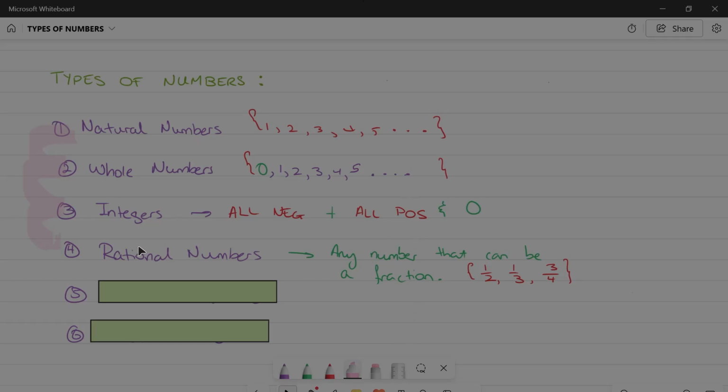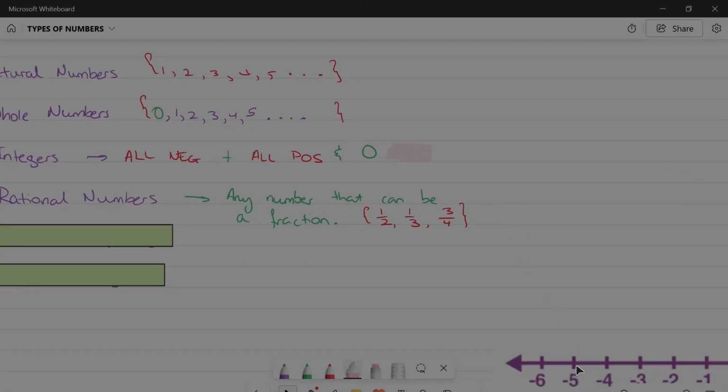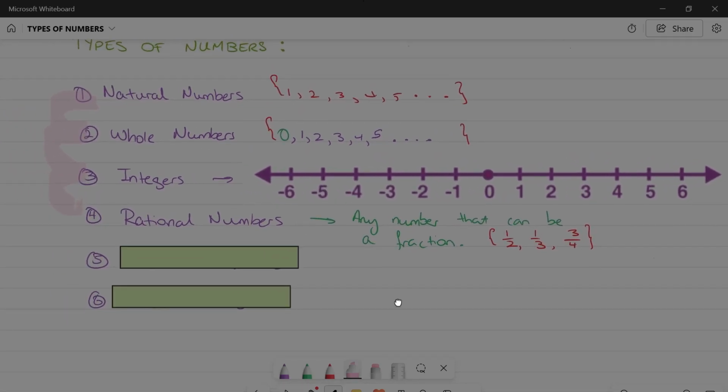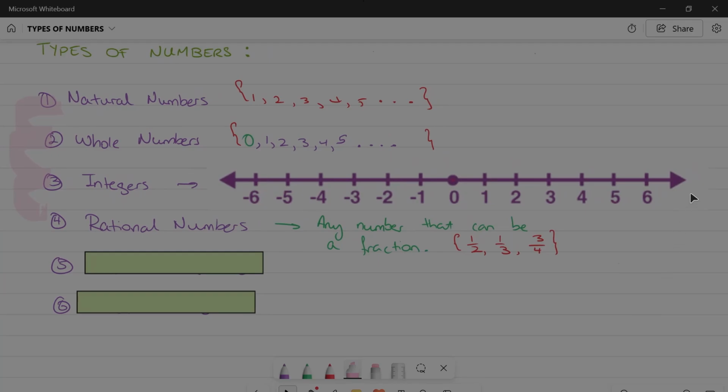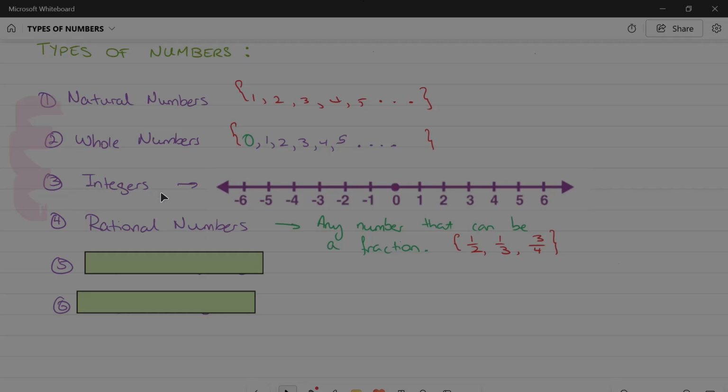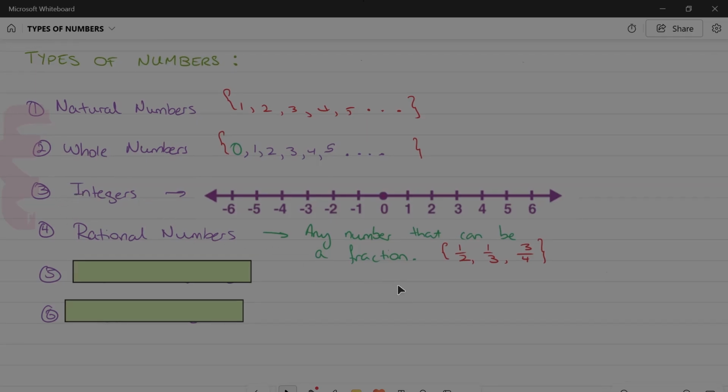So let's look at how rational numbers include integers. Integers are just the number line: all negative numbers, all positive numbers, and 0. We said rational numbers include integers, so let's take an integer. Let's take the integer 5. A rational number is any number that can be a fraction. So is there any way we can convert 5 to a fraction?